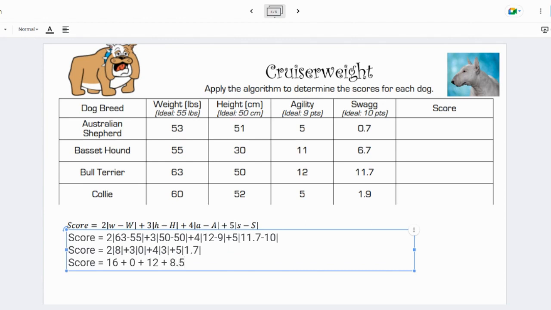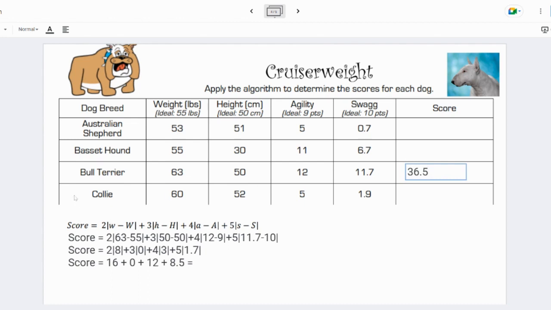That means the Bull Terrier's score is 28 plus 8.5, 36.5. Ooh, that's not a very good score.